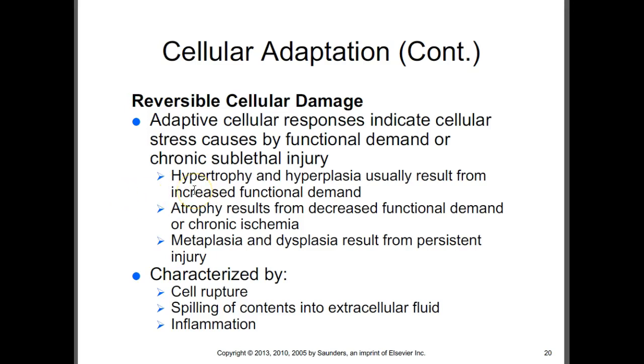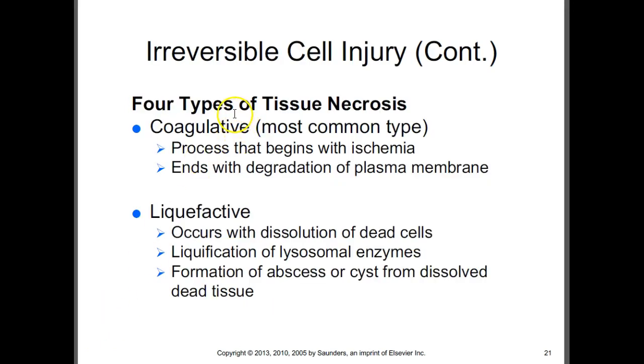Right, so hypertrophy and hyperplasia usually result from some sort of increased demand, whereas atrophy is decreased demand, right? So these are reversible, adaptive cellular responses, and in necrosis you might see cell rupture or spilling of contents into extracellular fluid and inflammation, right? So there's 4 types of tissue necrosis.